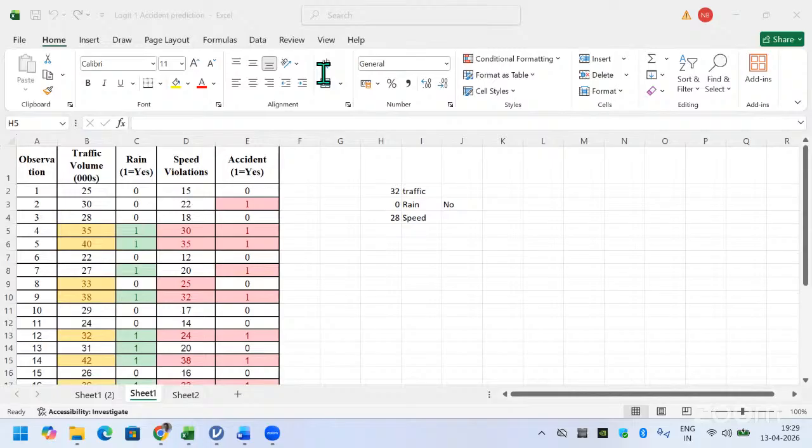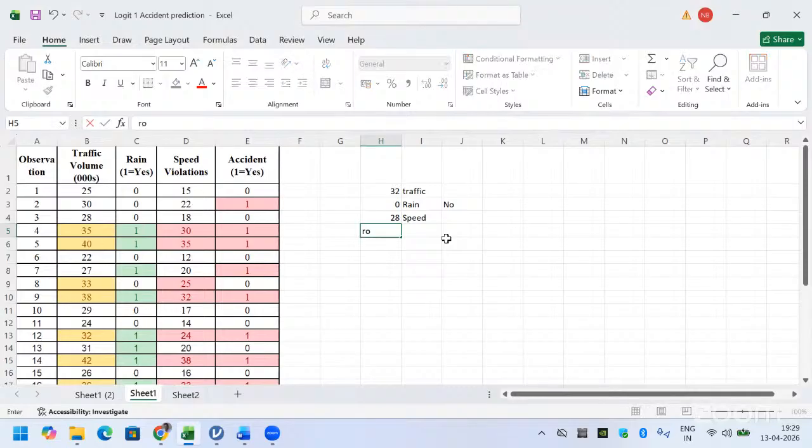If you don't understand, I'll try to repeat or explain the question once again. Now, I'm trying to predict whether the accident will happen or not when my traffic is 32,000, there is no rain, and speed violations are 28. So this is my question. Is that clear?